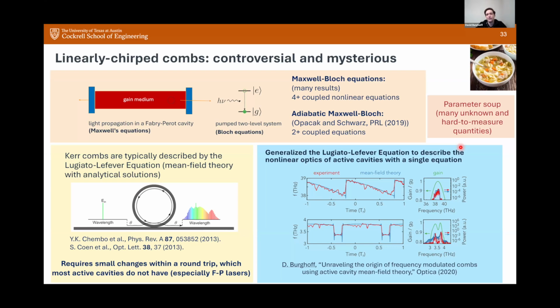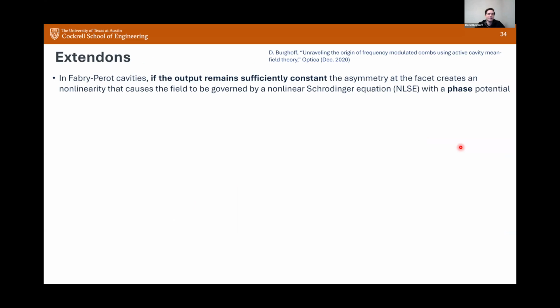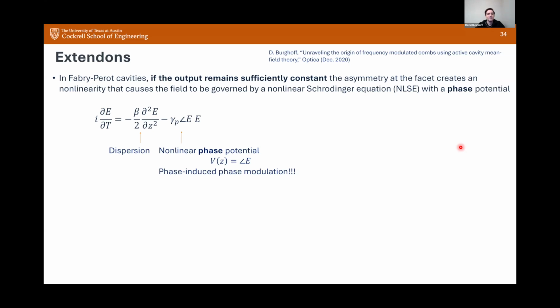But probably the most interesting thing about this was the so-called extend-on solution. It turns out that in many quantum cascade lasers, you get this nice linear chirping. And this mean field theory gives rise to a simplified version where you have this so-called phase potential. So your wave is governed by this very simple differential equation. If you look closely, it's basically the Schrödinger equation. You have a term from the dispersion, which is like a momentum, but you also have another term which involves a nonlinear phase potential, which you can think of as a regular potential, but proportional to the phase of the electric field.